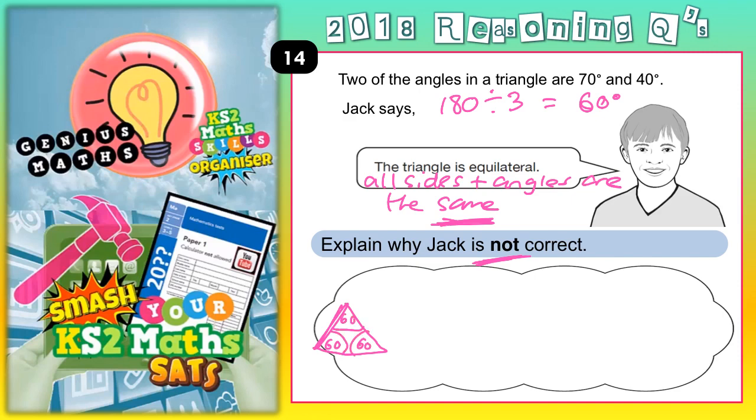Three 60s make 180. So he can't be correct, because all the angles need to be 60, and it's saying that one of them's 70 and one of them's 40. So you just need to explain that.